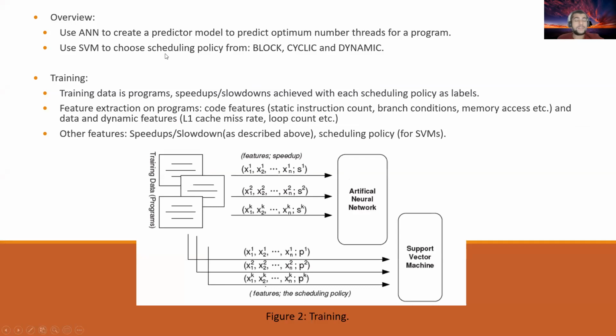So let's get into this. The overview is that they use two models. They use one artificial neural net to create a predictor model which will predict the optimum number of threads for a program. If I have a program, then the ANN model will give me the number of threads that I should run it in. And the second model is an SVM model, which will choose the scheduling policy from block, cyclic, or dynamic. I'll just try to explain these three policies in one line, if I can.